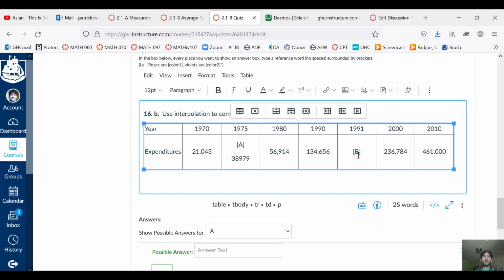Then press pause on the video and try to get 1991 by yourself. Press pause and try to do this yourself, and then I'll do it. I hope you pressed pause and tried it. I'll do it now.